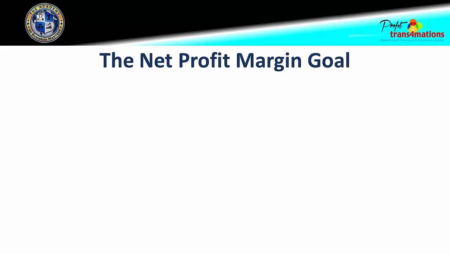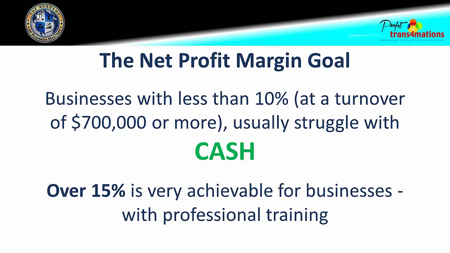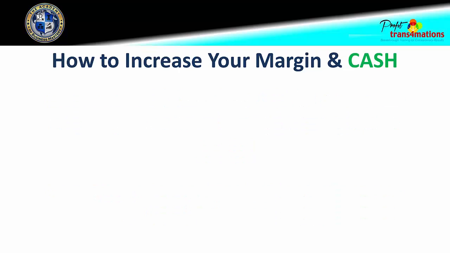There's a net profit margin goal that we talk about when we're training business owners. Businesses with less than 10% at a turnover of $700,000 or more usually struggle with cash. We want to be way over 10%. Over 15% is actually very achievable for businesses with some professional training. In fact, some of our clients are even over 20%, which makes them the top 1 or 2% achievers in their industry.